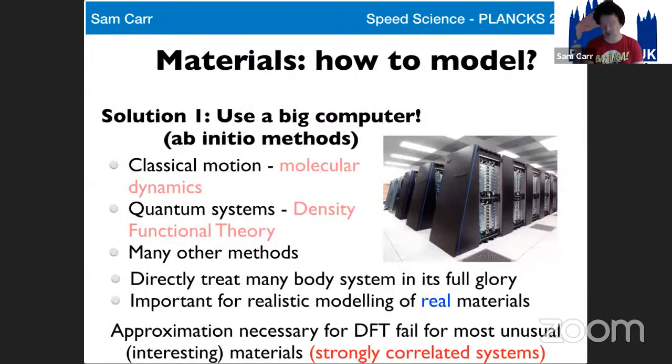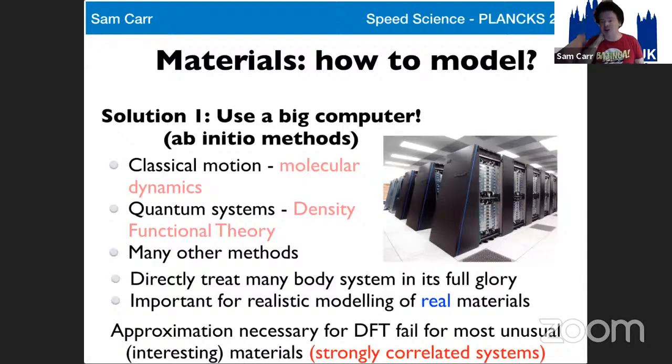So the first solution is I could use a really big computer. Now, big computers cannot get anywhere close to 10^23 particles, but you can get big enough that you might call it sort of macroscopic. You can look at classical motion, you can look at quantum systems. There's many methods to look at these. And the wonderful thing about some of this is you really directly treat the many body system, so the system with all of the electrons and atoms in its full glory. And if you want to do realistic modeling of a real material and make real predictions about that, then usually you have to go to this sort of thing, at least partially.